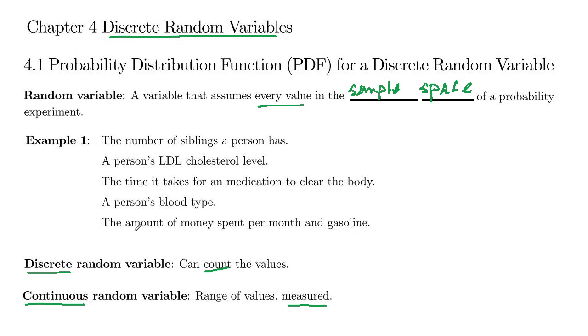So let's go back here and let's categorize each one of these random variables as either discrete or continuous. So number of siblings a person has, so you can count those. Those would be numbers like 0, 1, 2, etc. So that one is discrete.